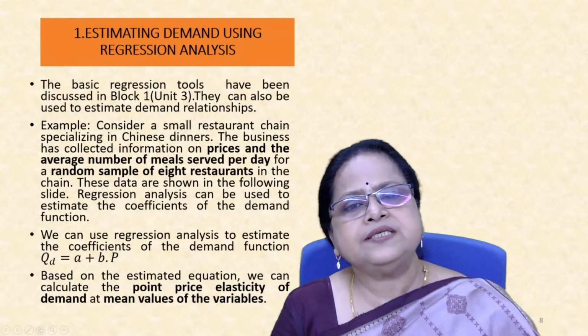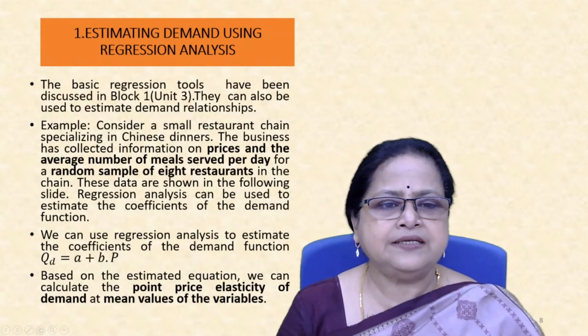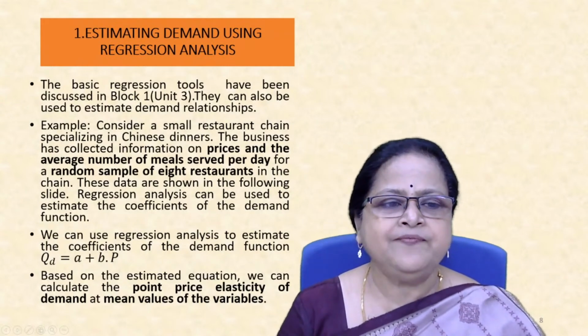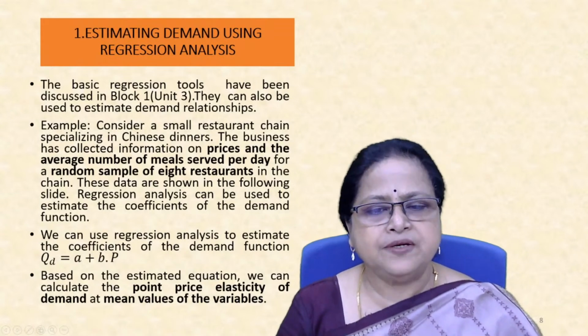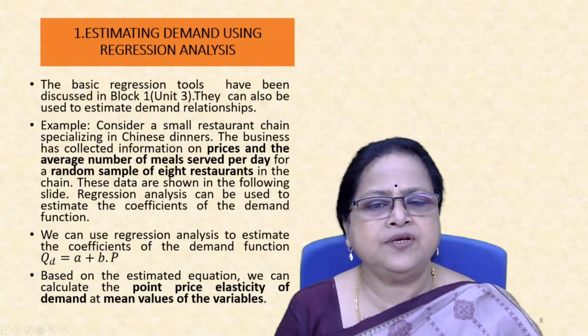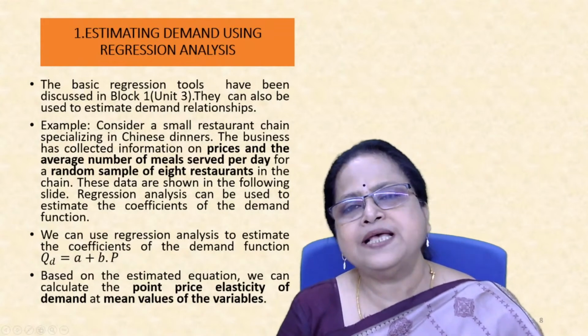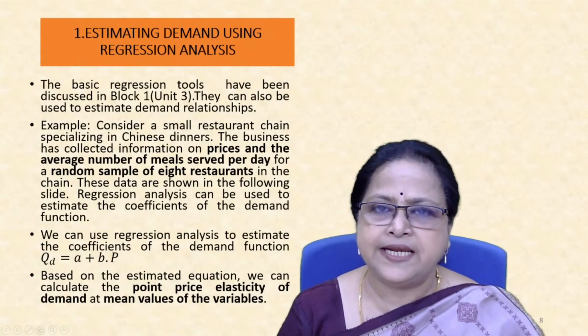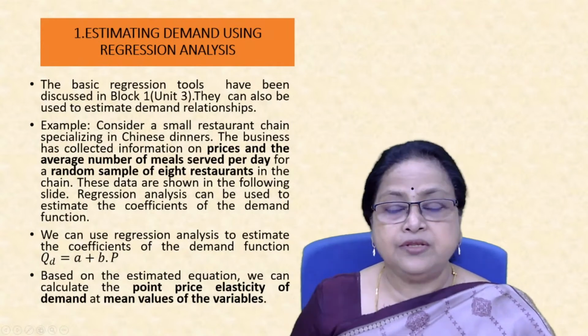Example: consider a small restaurant chain specializing in Chinese dinners. The business has collected information on prices and the average number of meals served per day for a random sample of 8 restaurants in the chain. These data are shown in the following slide.